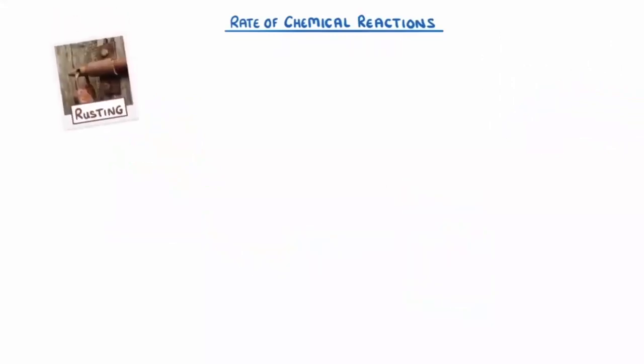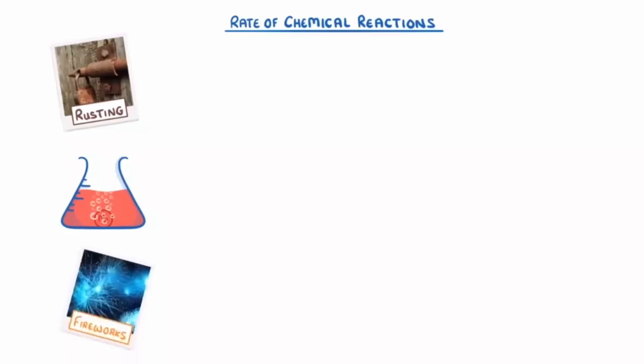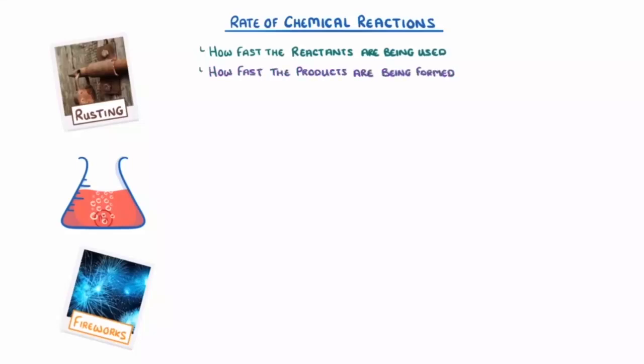We have reactions such as rusting, which can take years and even decades, and our usual reactions like the one between magnesium and zinc, right? And then at the extreme end, we have things like fireworks that take a fraction of a second to occur. In layman's terms, the rate of reaction is how fast the reactants are being used or how fast the products are being formed. That's what we mean when we say rate of chemical reactions in day-to-day language.